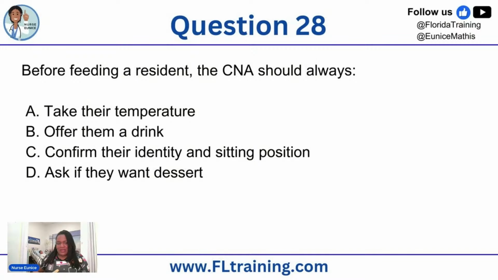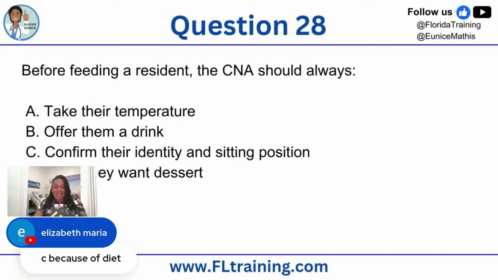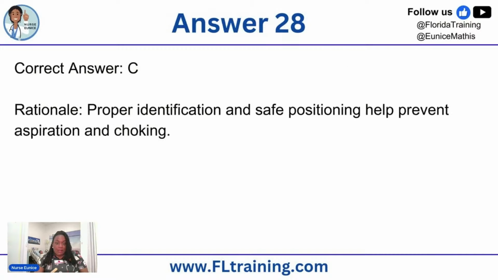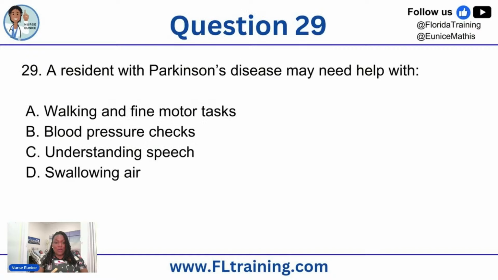Why, when you're feeding someone, do you even care about their identity? Isn't a tray a tray? Why can't I just give Julio's tray to Mary? Why do you care about verifying their identity? And Elizabeth has it. Elizabeth said, duh, Nurse Eunice, because of the diet. That's right. We need to make sure they have the appropriate diet for their conditions, for their disorder. Usually whenever the trays are delivered, the trays would also have the patient's name or some type of indicator that this tray goes to that patient, so that we don't make those mistakes and give a diabetic patient a regular tray. Okay, so question 28, the answer was C.